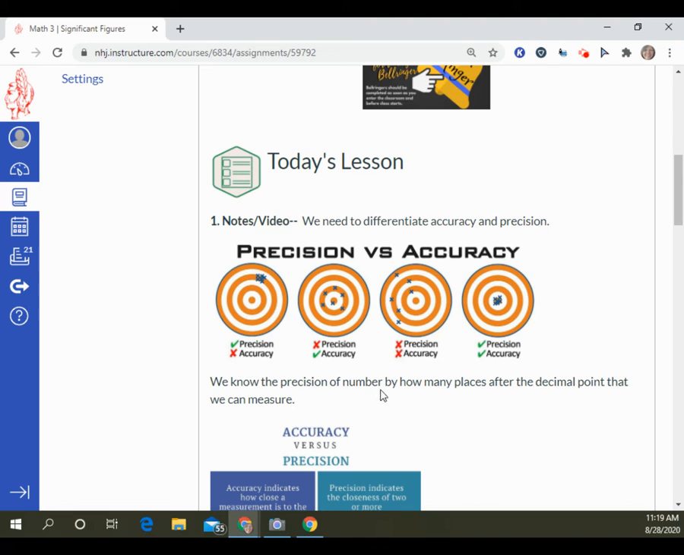We know the precision of numbers by how many places after the decimal point that we can measure. So if we have 75 places after a decimal point, we know for sure what that number is. If we have no decimal point, then there could be rounding errors involved. So that is what makes the difference in the numbers, how much rounding happened to that number.